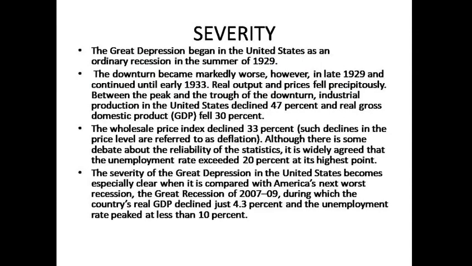The downturn started in the United States in the summer of 1929 with a normal recession, which turned into a severe downturn in late 1929 and continued until 1933. Output as well as prices were falling. Industrial production declined about 47 percent and GDP fell about 30 percent. The wholesale price index declined 33 percent, and unemployment exceeded 20 percent, which was the highest point.